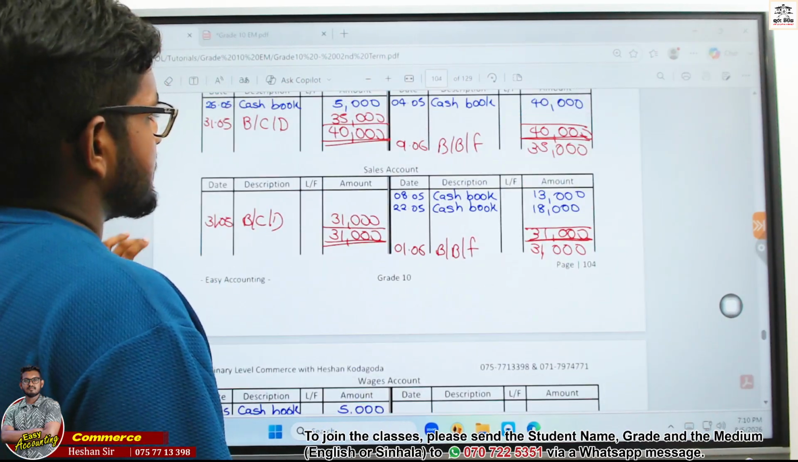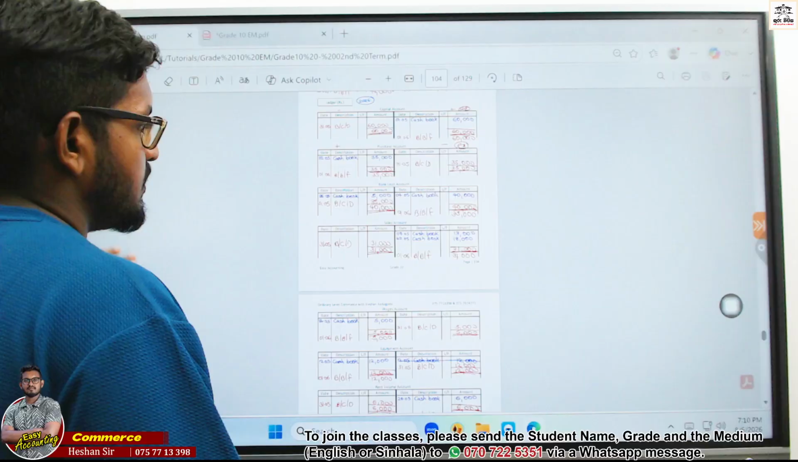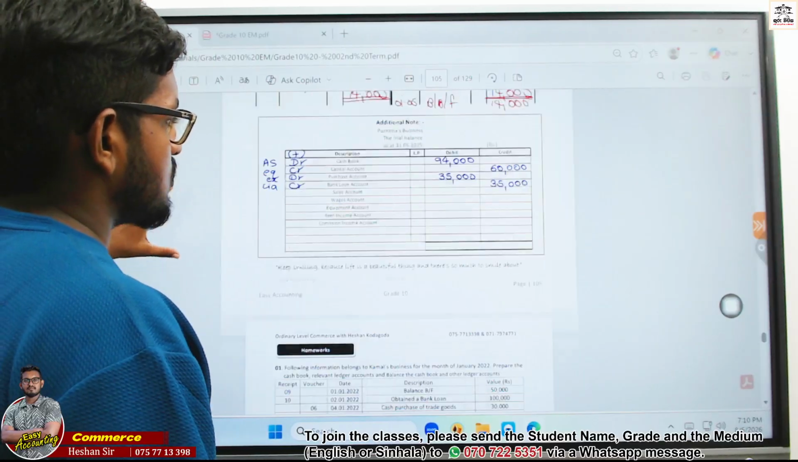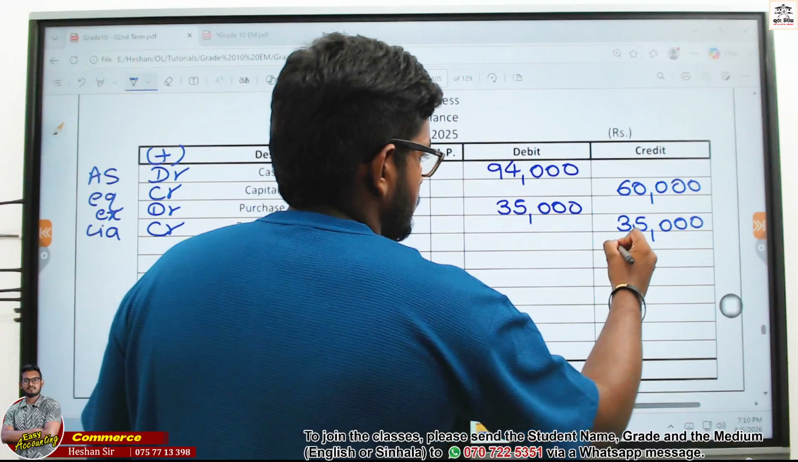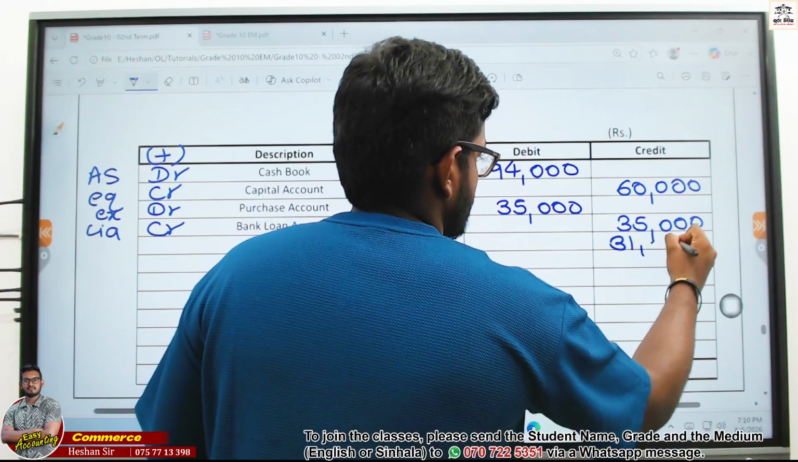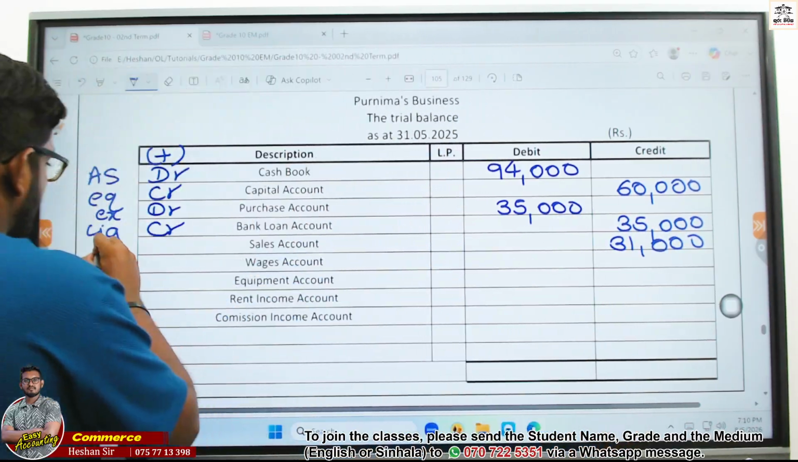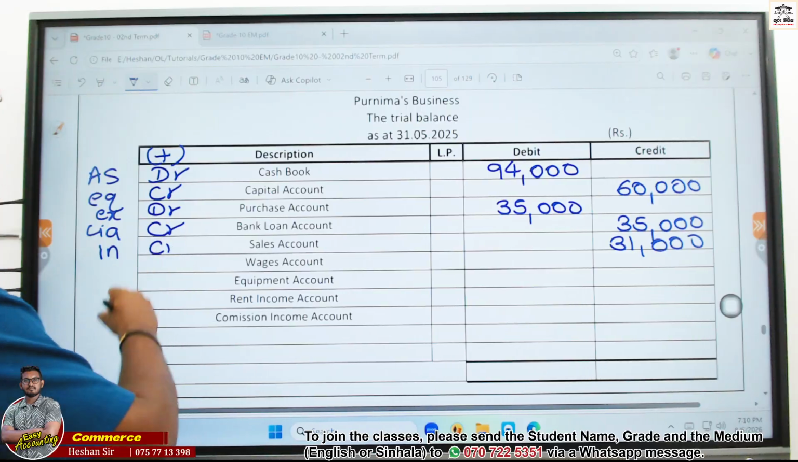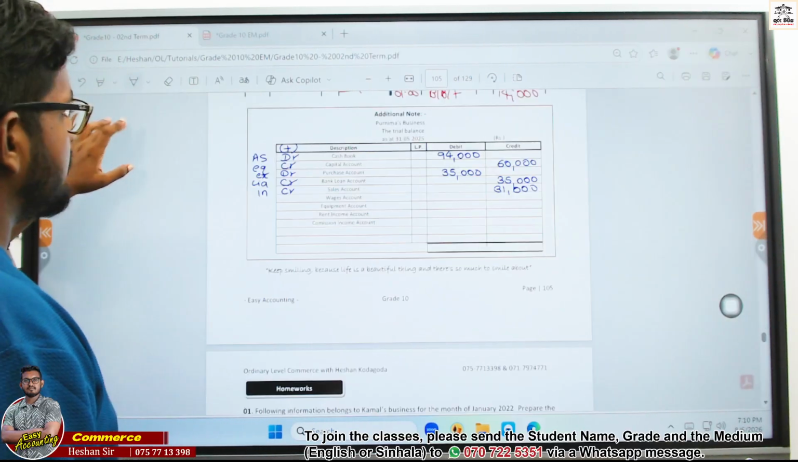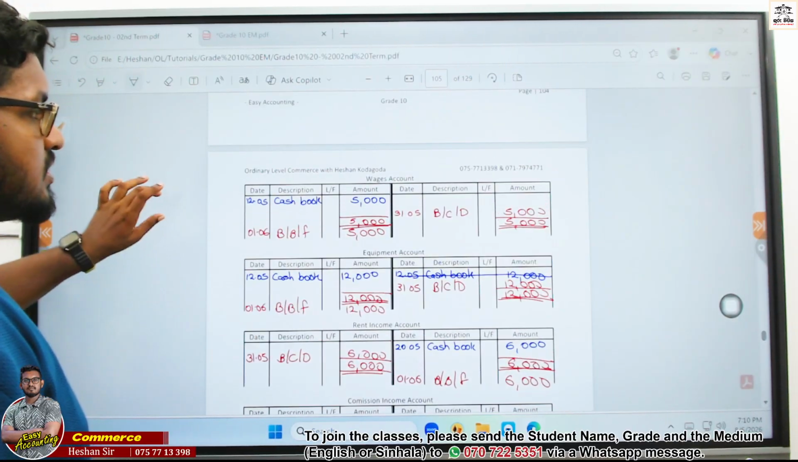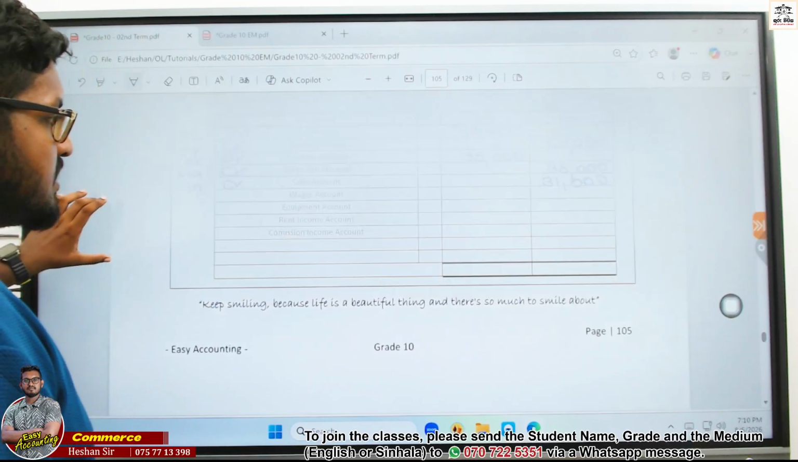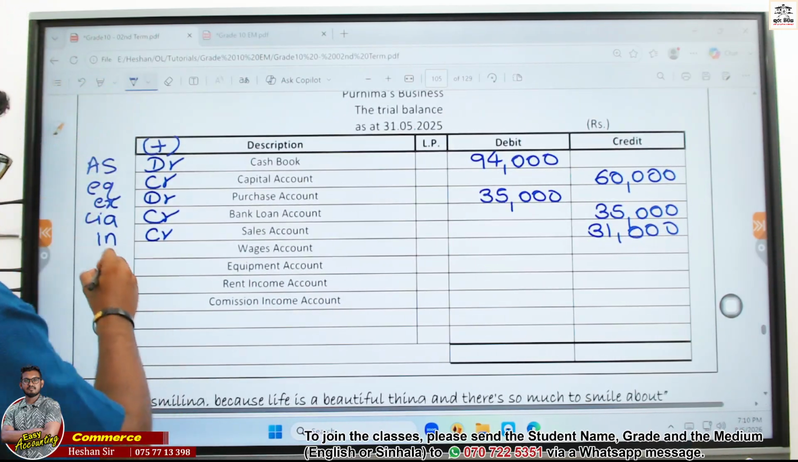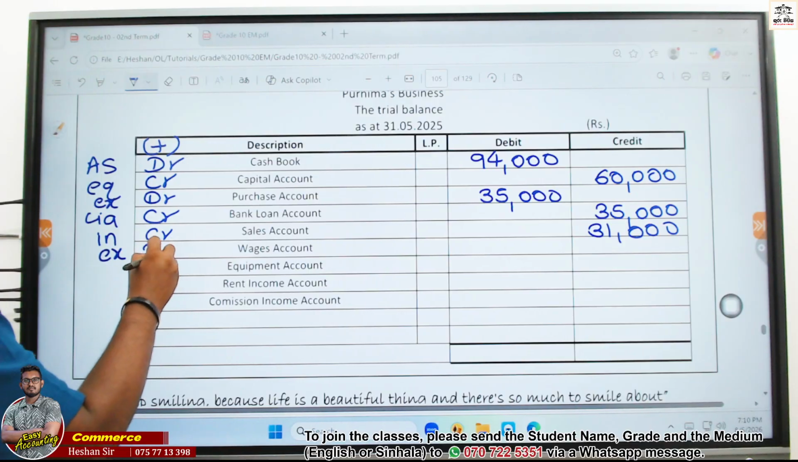Now sales account. You can see it is an income account. It goes to the credit side, 31,000. Income kind of account. You can see wages account. Which kind of account? It is an expense account. 5,000. Expense increase, debit. That's why.